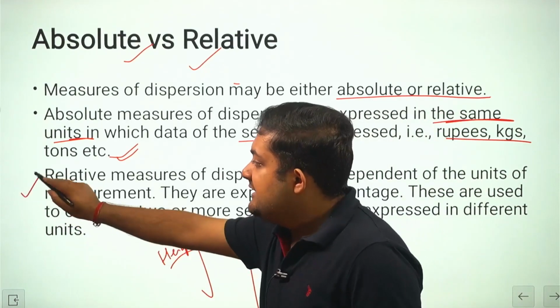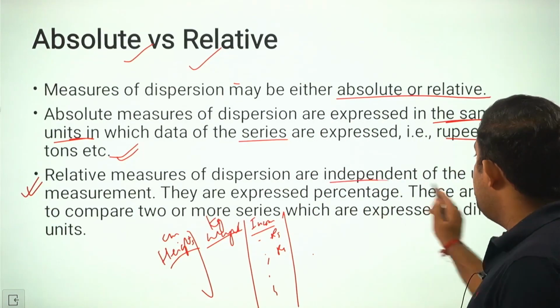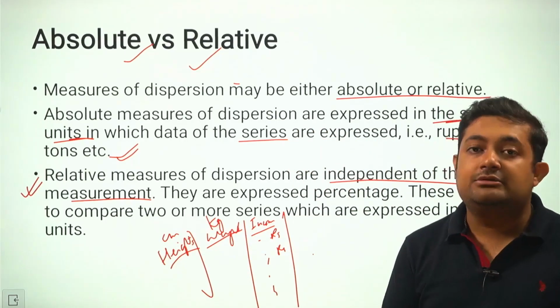Okay, now what is left is the relative measure. What is a relative measure of dispersion? These are independent of the units of measurement. These are independent of the units of measurement.